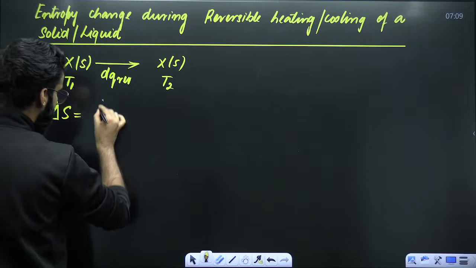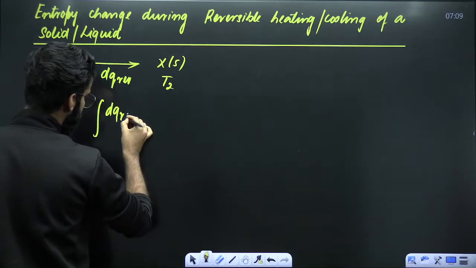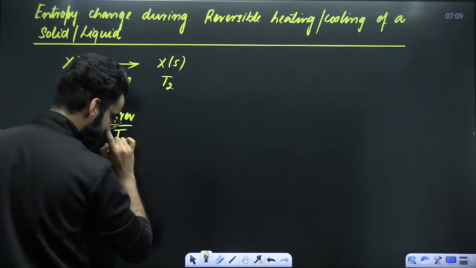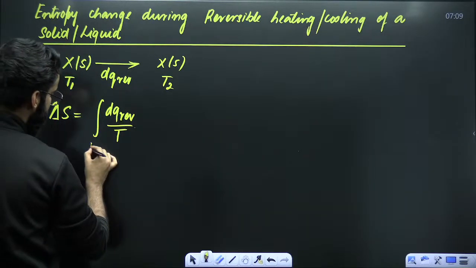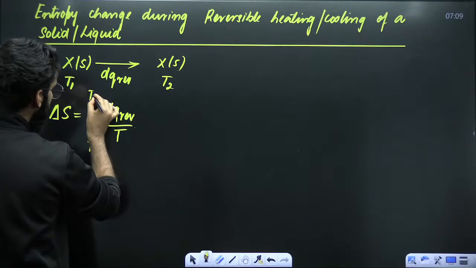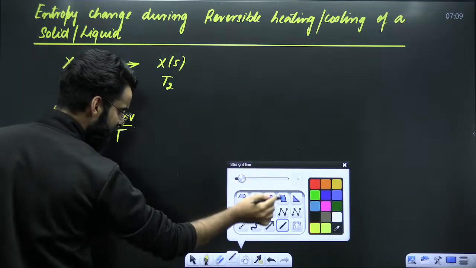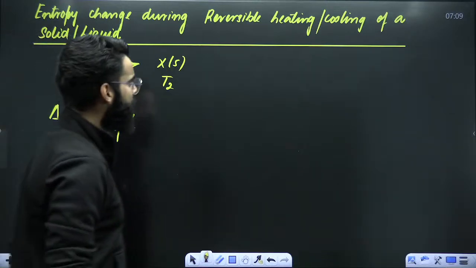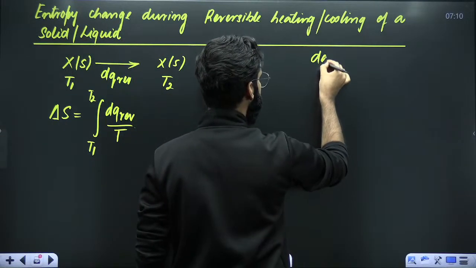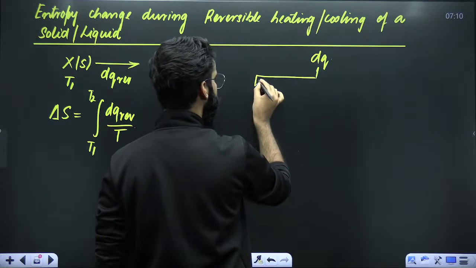Entropy change is generally calculated like this: integral of dq reversible upon T. This is the general expression, if you remember. And my dear students, we are changing the temperature from T1 to T2. This is the general expression which you'll be using. Now, there are many ways by means of which we can calculate dq. I have told everything in detail, if you remember.